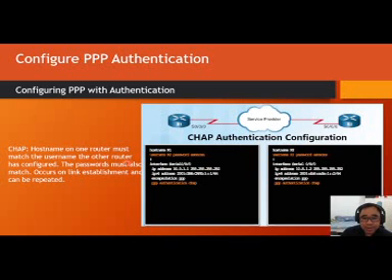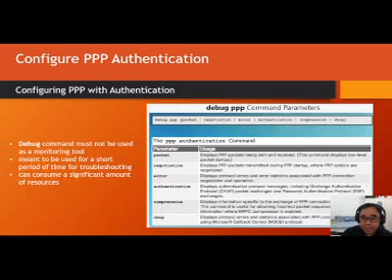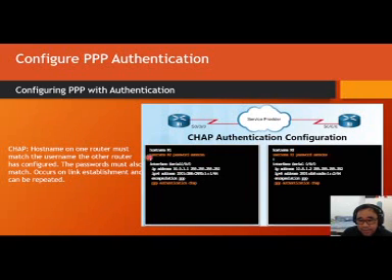One router must match the username the other router has configured. The password must also match. This occurs on link establishment and can be repeated. You can see here on host R1, the username is R2 and the password is the same. And on host R2, the username is R1, which is the other router, and the password is the same.